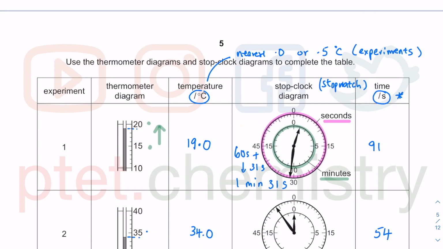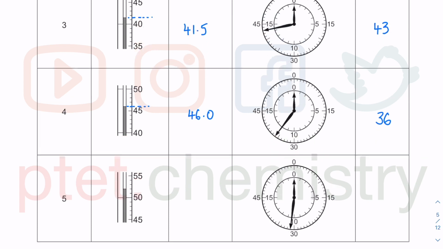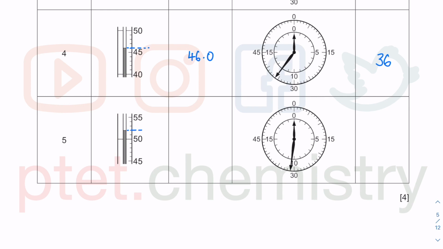Did they ask us how many decimal places? They didn't, but this is very clearly to the nearest second, as we can't really read in between the lines there for the second, if you read the diagram correctly. For the thermometer, next one, we have 46.0, and the time there is 0 minute for the shorthand, and the longhand 35, 36 seconds there. Last but not least, we have 52.0, as that's 50.0, 51.0, 52.0 degrees Celsius. And then this one is longhand for the 30 seconds, 31 seconds there. And that's it for that, easy 4 marks there.